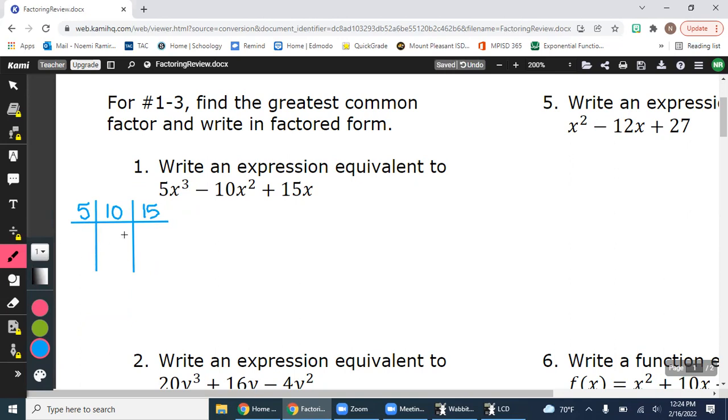All right, so greatest common factor, you always do the steps in the reverse order. First thing you want to do is find the factors. Your first step is to find the factors. So what are the factors of 5? And what are the factors of 10? And that's it. What about 15?